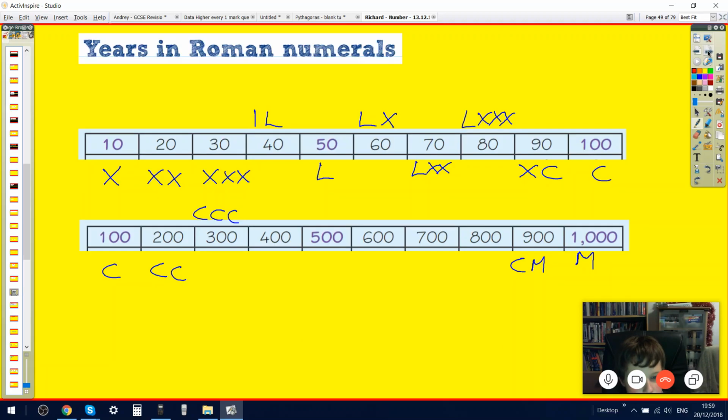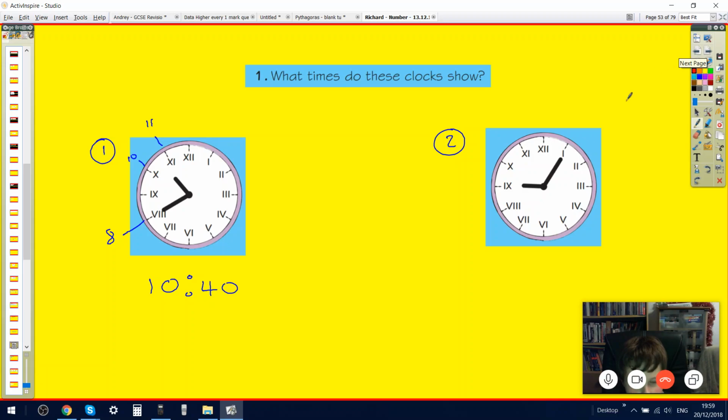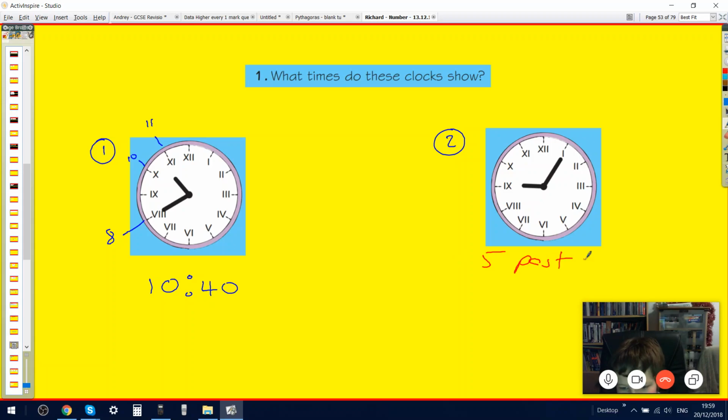Okay, so Roman numerals. What time is shown on the right? Well, the long hand, which is the minute hand, is pointing at the 1, and the hour hand is pointing, kind of, at the 9. So it's 9:05. Yes, 9:05.